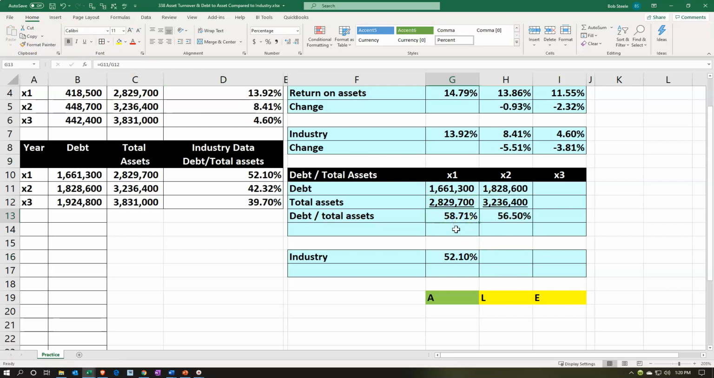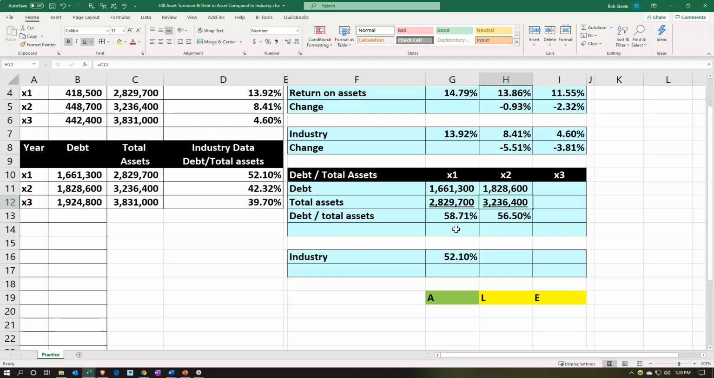It went from 58.71. It's going down to 56.50. Why? You would think that would be kind of a good trend, right? Because now less of our total assets have been claimed by the debt, and therefore claimed by the owners of the business. Why did that happen? Well, it's not because the debt went down. The debt actually went up. But what happened is the total assets went up as well.